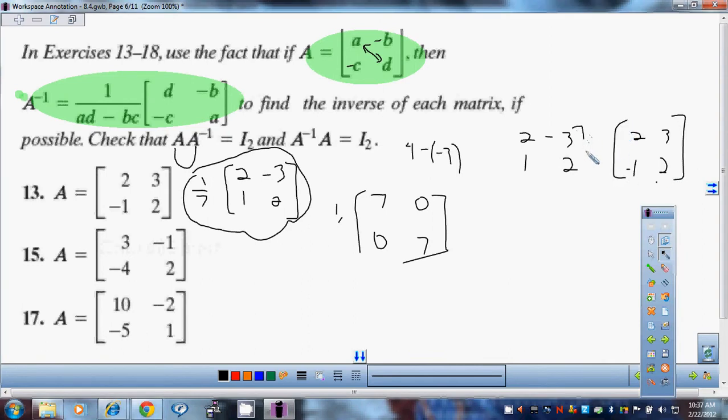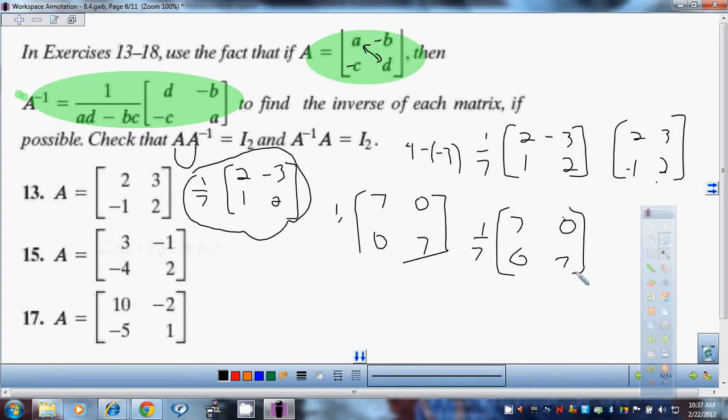So multiply them. We still have the scalar out here of 1/7. So that's 4 plus 3, 6 minus 6, 2 minus 2, 3 plus 4. And sure enough, when you multiply 3 by 1/7, you're still going to get 1001, which is the identity. Questions?